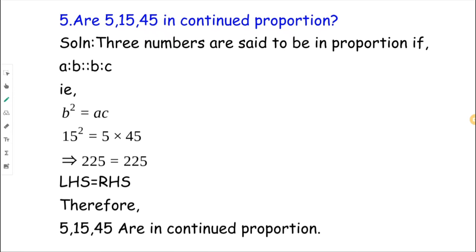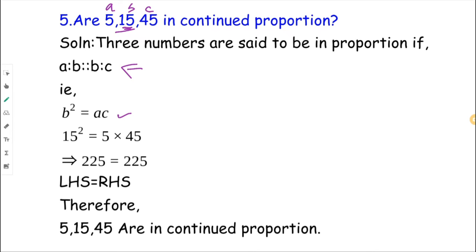All right, so now, are 5, 15, and 45 in continued proportion? So remember, just 3 numbers, right? So this is your A, B, and C. And according to the formula, I have to repeat this B 2 times, right? So you can see here, they are said to be in proportion if A is to B equals B is to C. And like I said, remember the formula, B square equals AC, right?